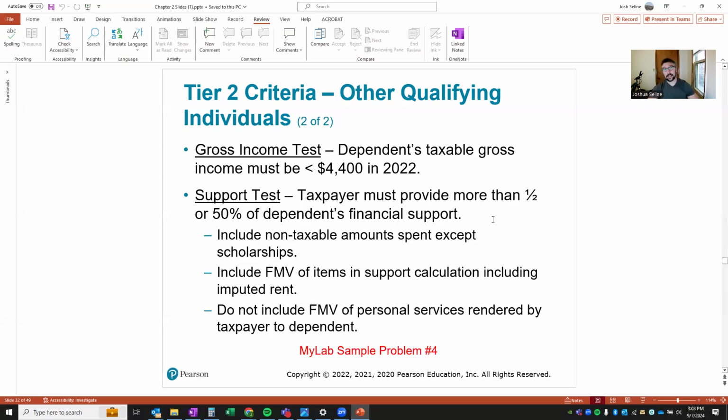You've got the gross income test: the dependent's taxable income must be less than $4,400. The support test, this one you do see quite a bit in practice: the taxpayer must provide more than one half of the dependent's financial support.